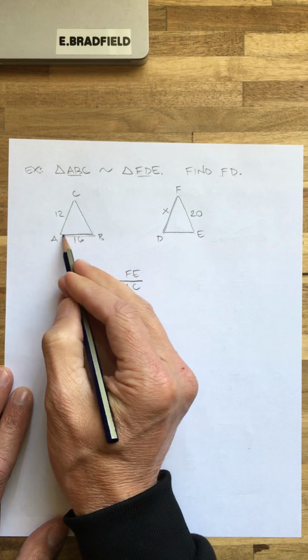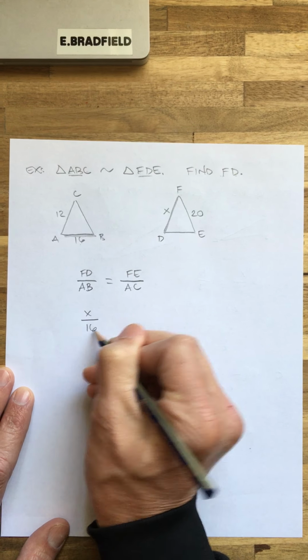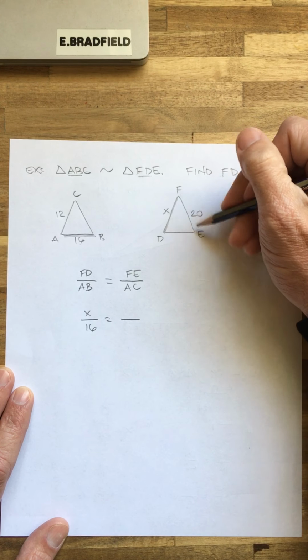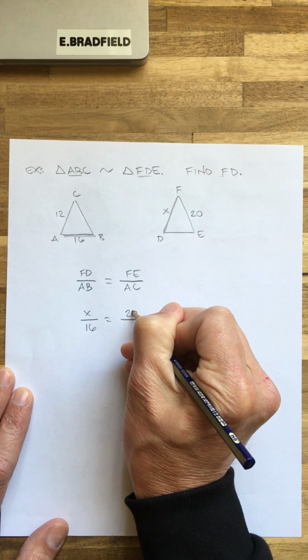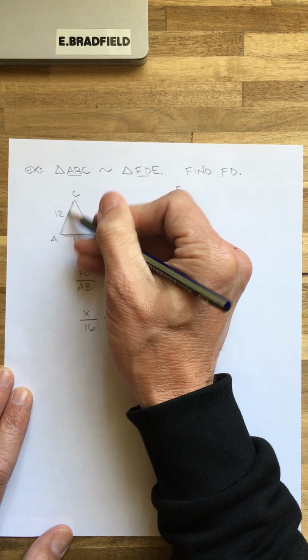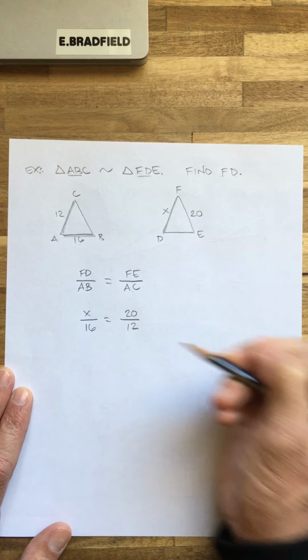Let's do FD. FD was my X, so it's going to be X over AB. What's AB? That's right there, that's 16. Equals, what's my FE? That's 20, over AC. Where's my AC? That's this guy right here. AC is 12, so we'll put a 12 there.